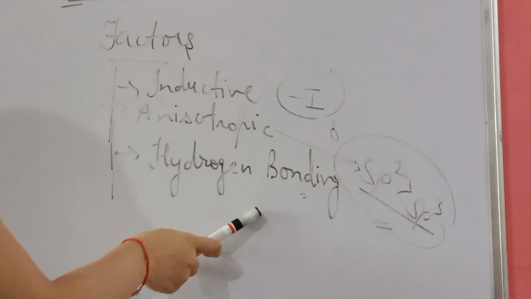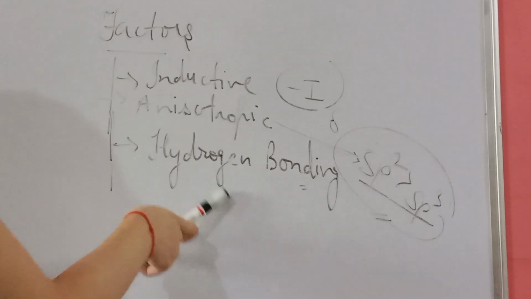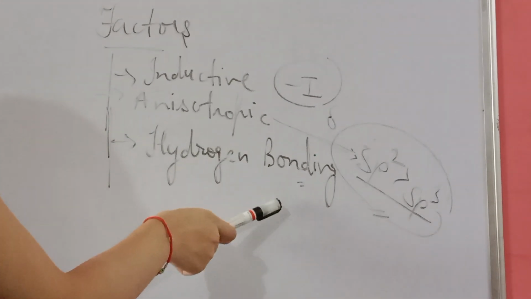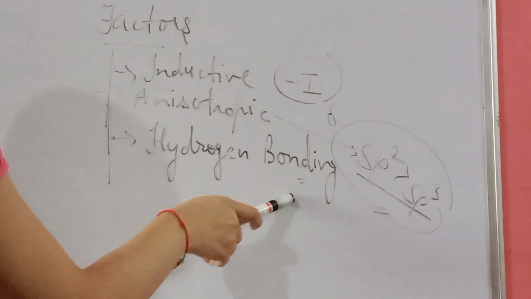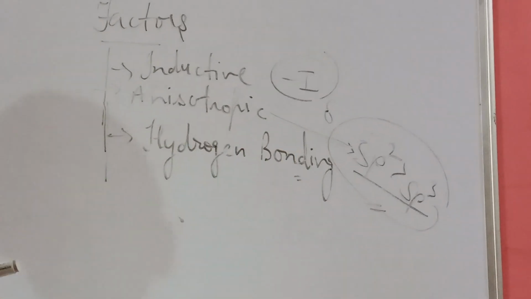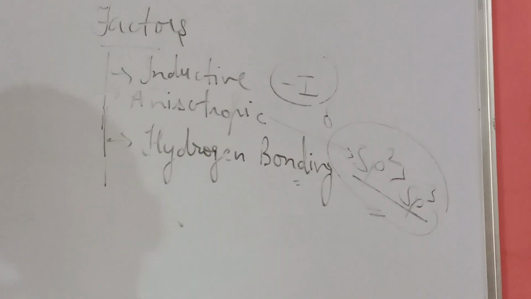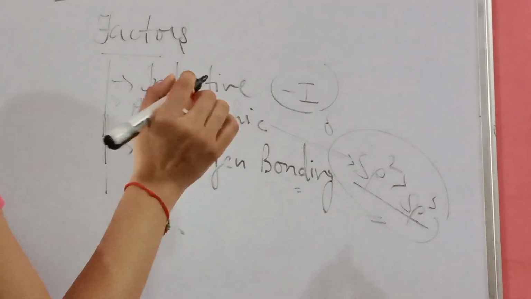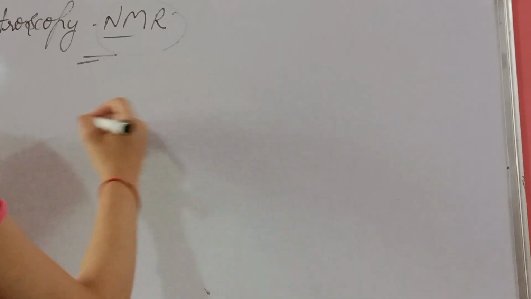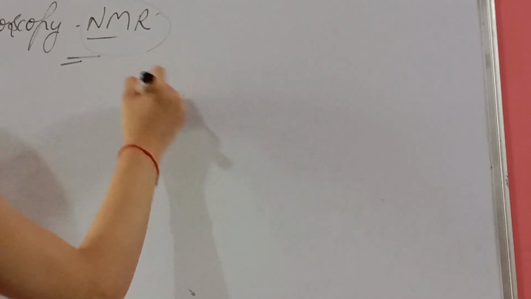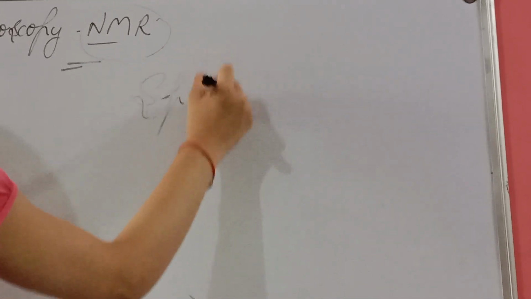And lastly, in the case of hydrogen bonding, as we know, hydrogen bonding decreases the electron density in the O-H bond, therefore the proton involved in hydrogen bonding gets de-shielded and hence the value of delta increases. Now we will study the splitting of signals.